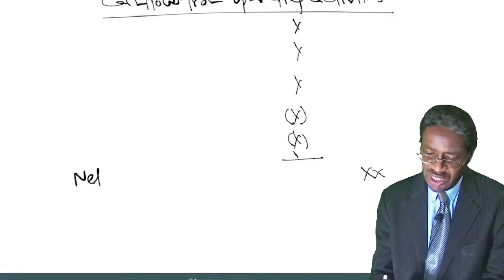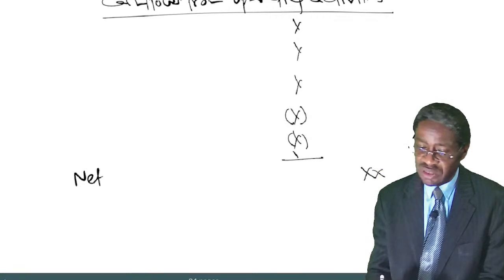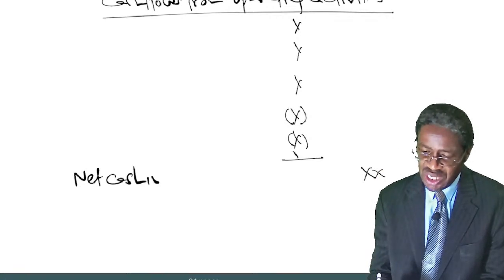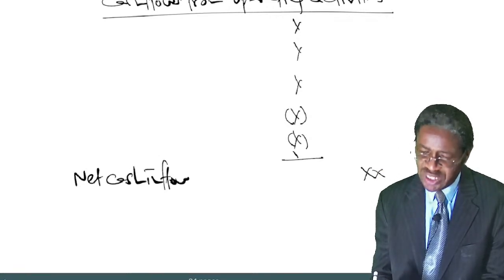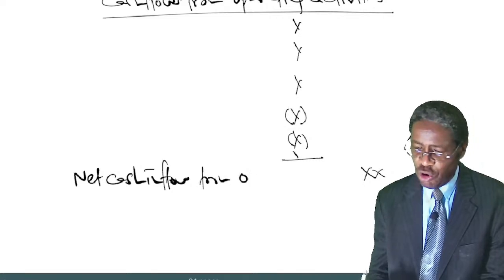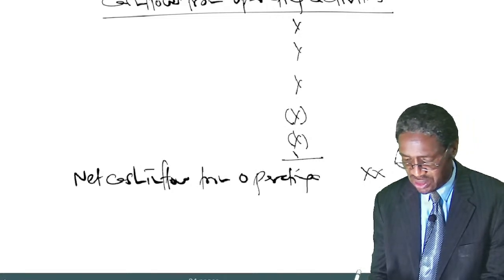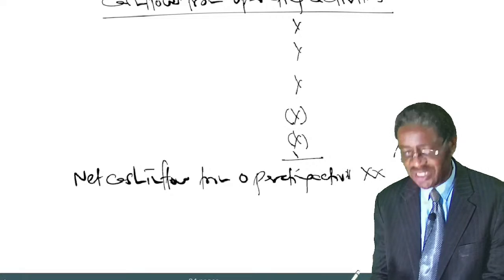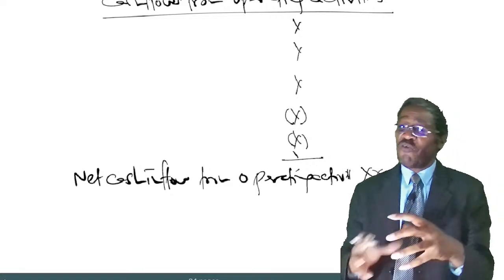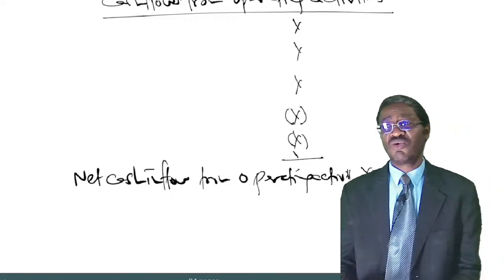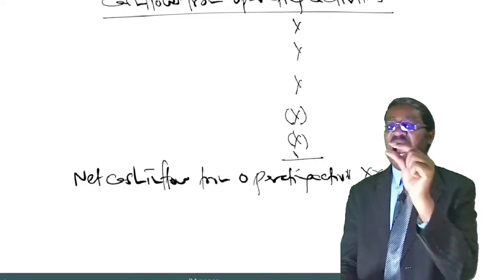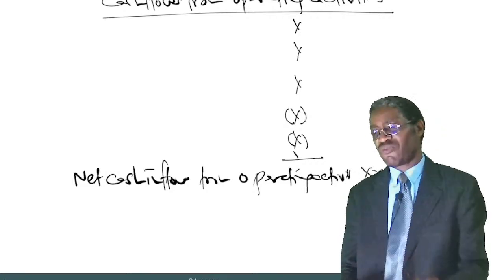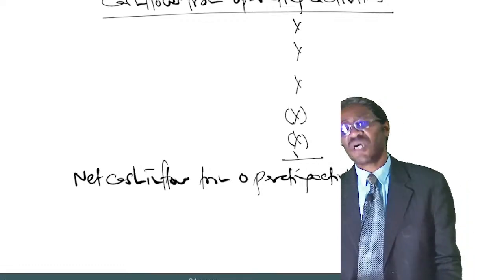If it's a positive, you used to call it net cash inflow from operating activities. Of course, if it was a negative, you used to call it net cash outflow from operating activities.